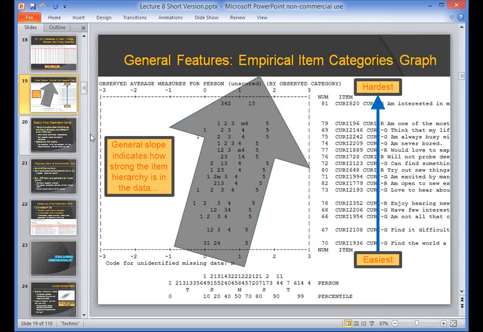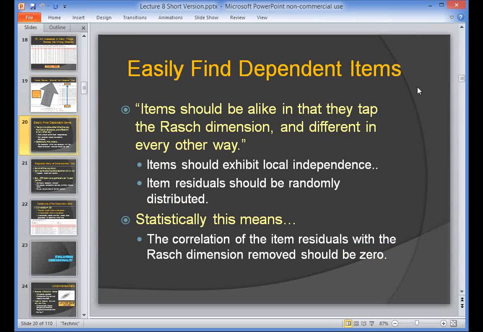Okay? And then the last thing we talked about was how to find dependent items. In SPSS, we didn't have an easy way to do this. We had to look for items that correlated, say, 0.50 or greater. In WinSteps, we have an easy way of doing this. WinSteps gives us the correlation of the item residuals with the Rasch dimension removed. Essentially, you go to the dimensionality output, which is on the diagnosis screen, and you scroll all the way down, and you'll find a list of the most dependent items. That is, the most highly correlated items.